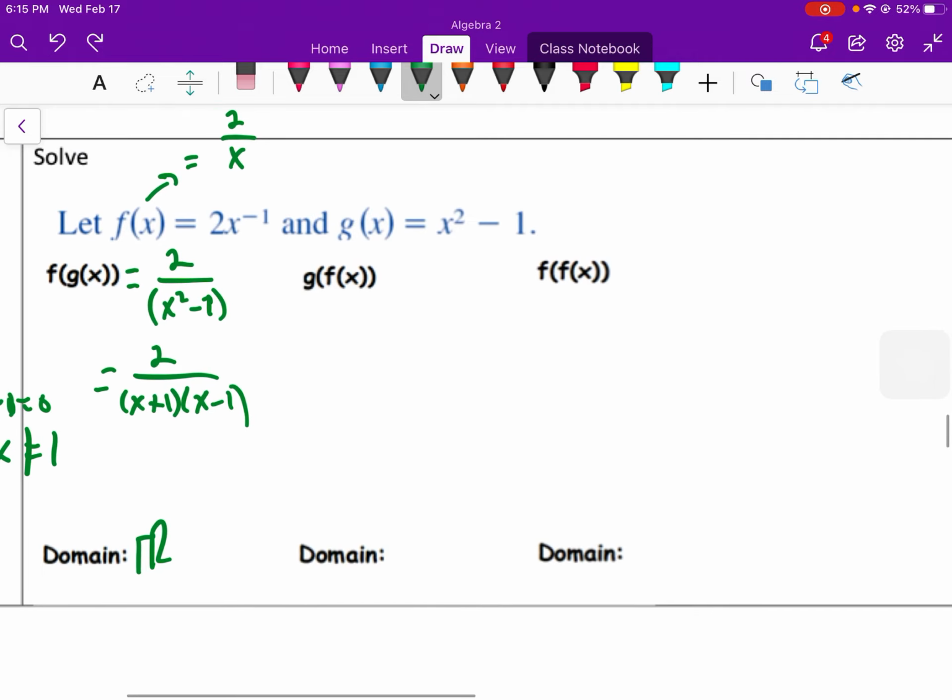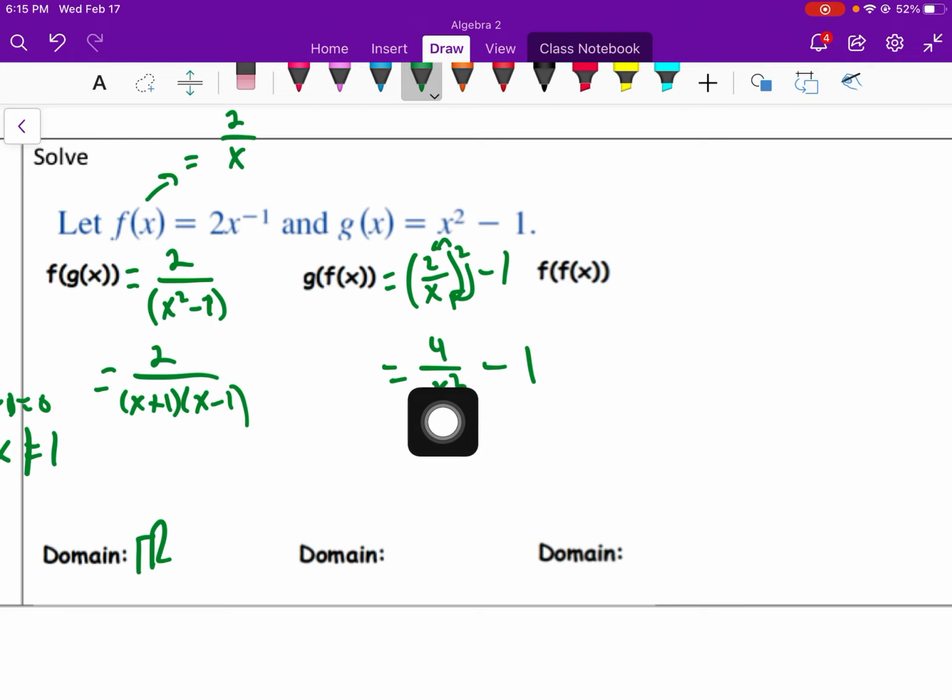So now let's do g of f of x. Now we're plugging in f of x into our x value over here. So that is 2 over x, squared, minus 1. So it's a quotient to a power, so we must distribute. So that becomes 4 over x squared minus 1.